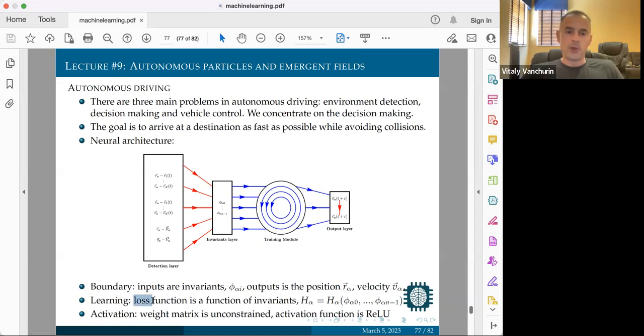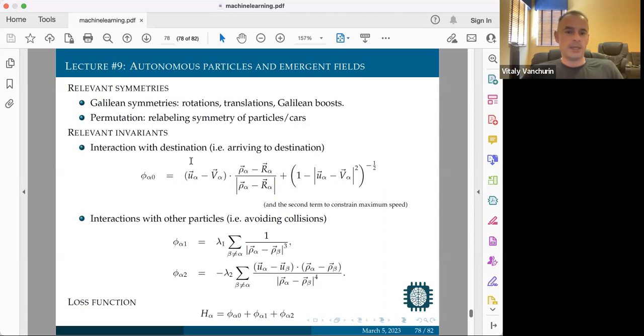Now, for the learning, the loss function will also be built out of invariants. These invariants will play a different role. They'll be trying to accomplish different tasks, but the whole loss function will be built only of them, and there'll be a small number of them, only 3 invariants. And the activation is unconstrained. As I said, we use this ReLU in here. There are only 30 neurons, so it's a very, very basic system, and then we'll see how it's actually able to perform and drive. Okay, so that's the setup, and let's list the invariants so that we know what they are.